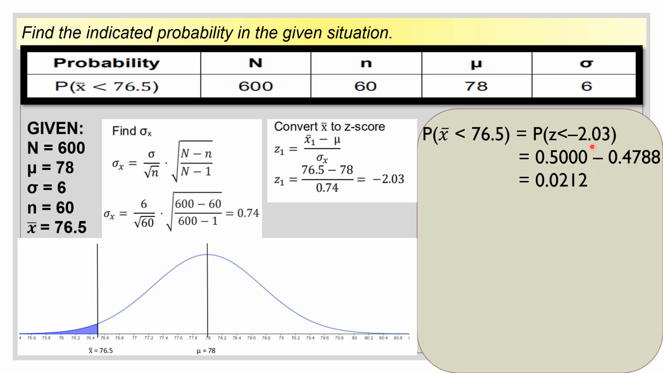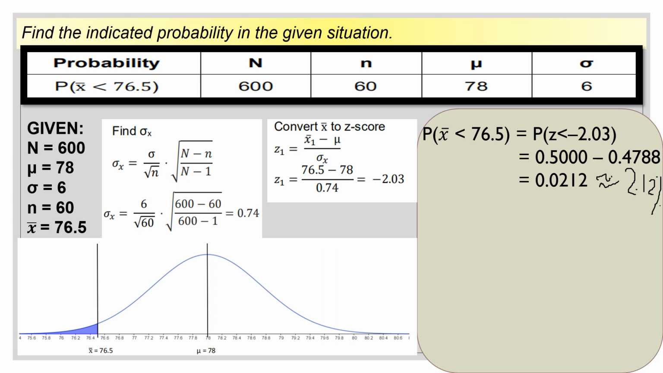And then, what is the probability or the area of the z-score 2.03? The area is 0.4788. Paano natin nakuha to? Please refer to your z-table, no? You locate the area. So, 0.5 minus 0.4788 is equal to 0.0212. And that is also equivalent to how many percent? 2.12%. So, just move 2 decimal places to the right.